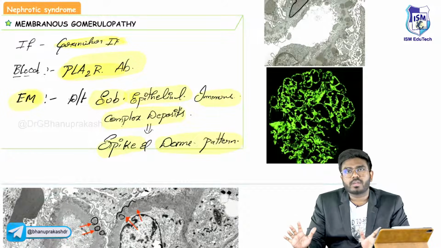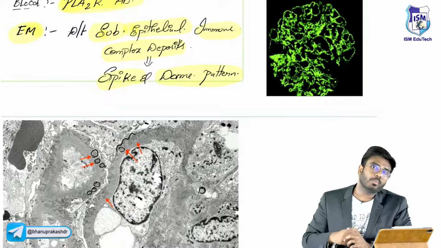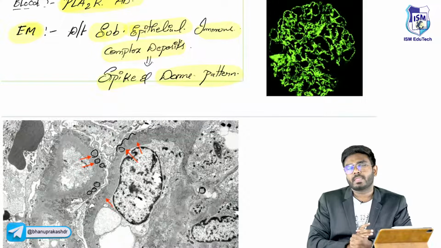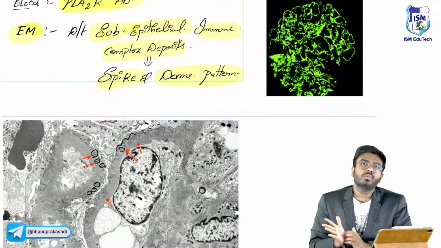So these are all some important points. If you know this much, enough. Tomorrow, let's continue with the other nephrotic syndromes. Membranoproliferative glomerulonephritis is there, MPGN type 1, MPGN type 2. Tomorrow we'll continue with that.